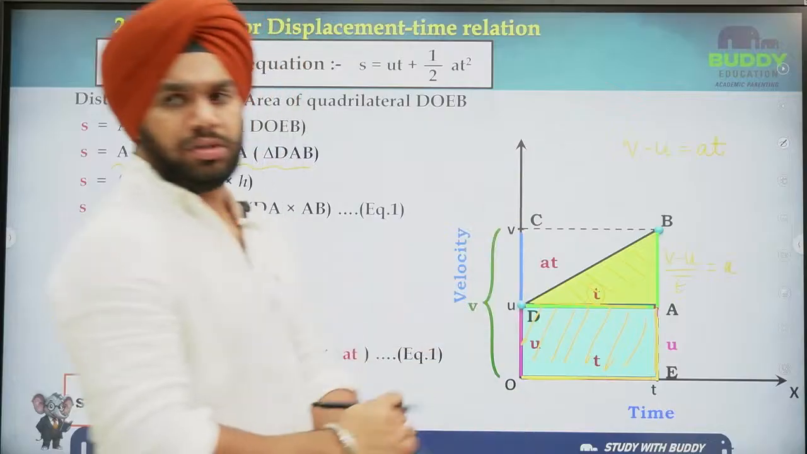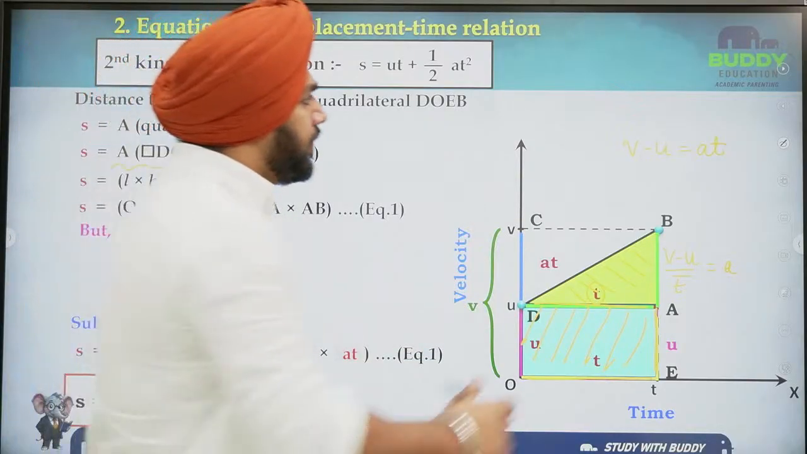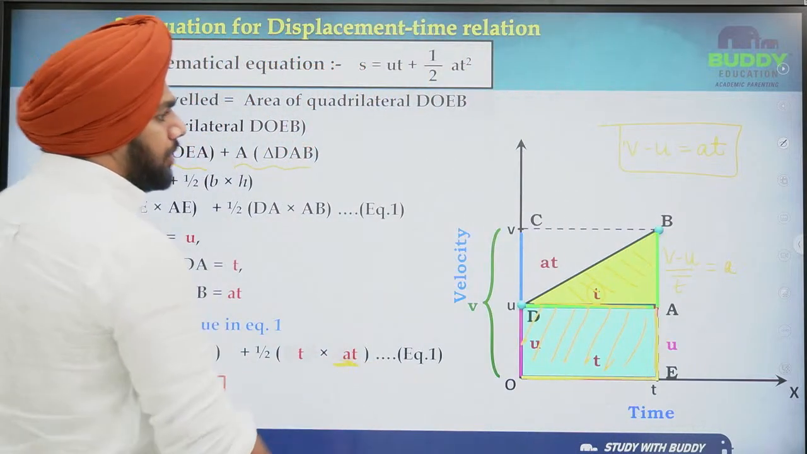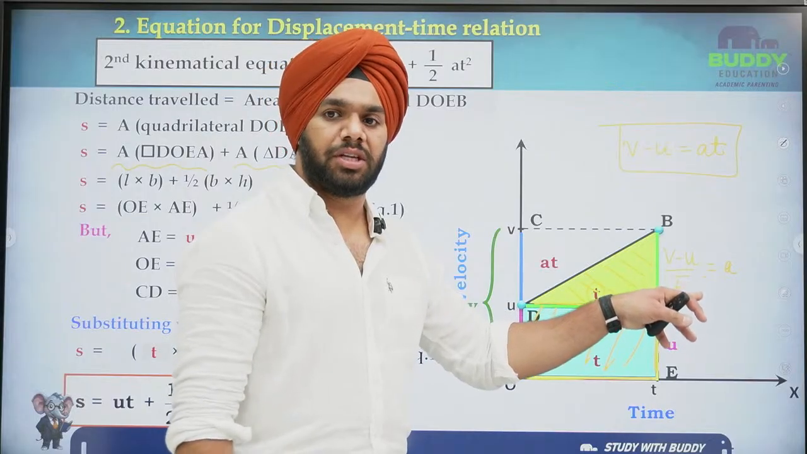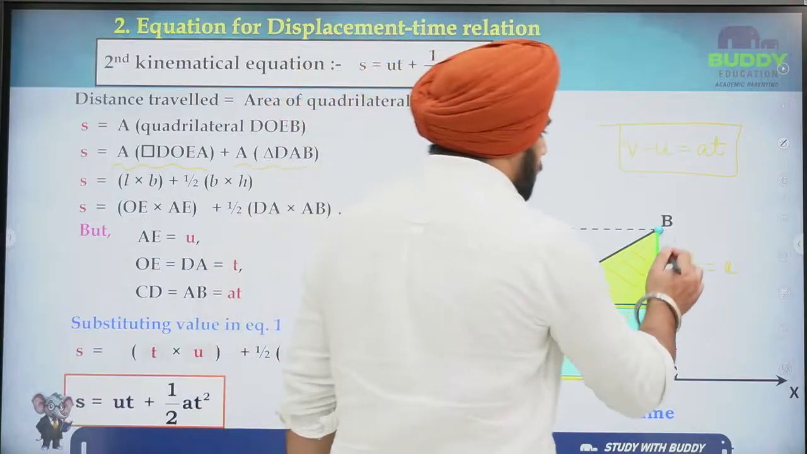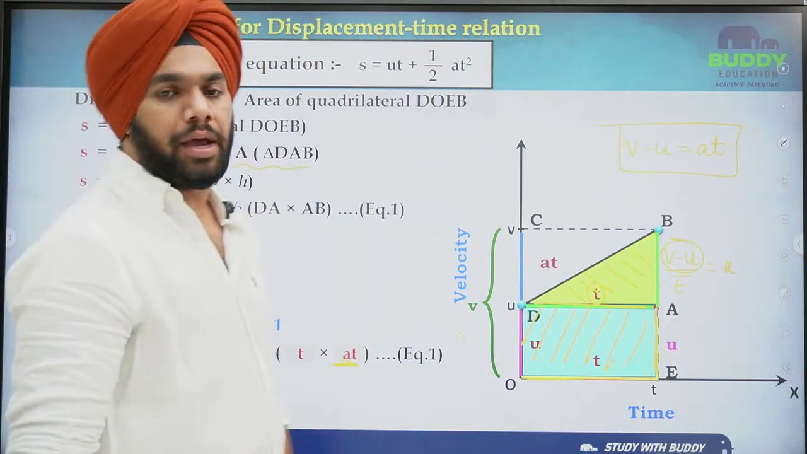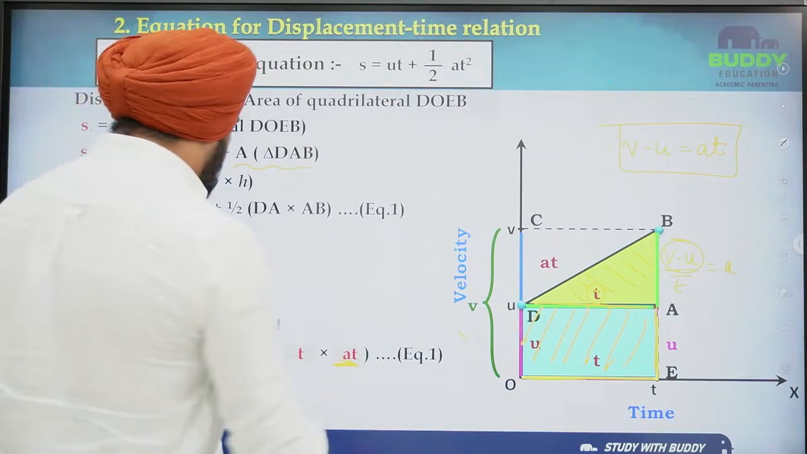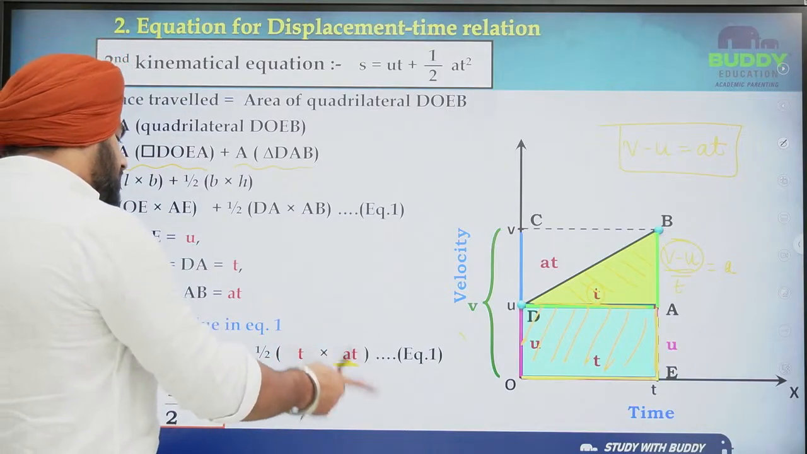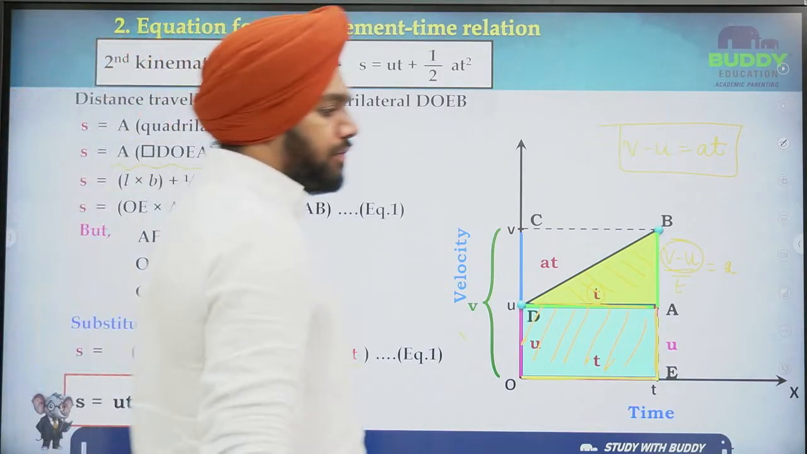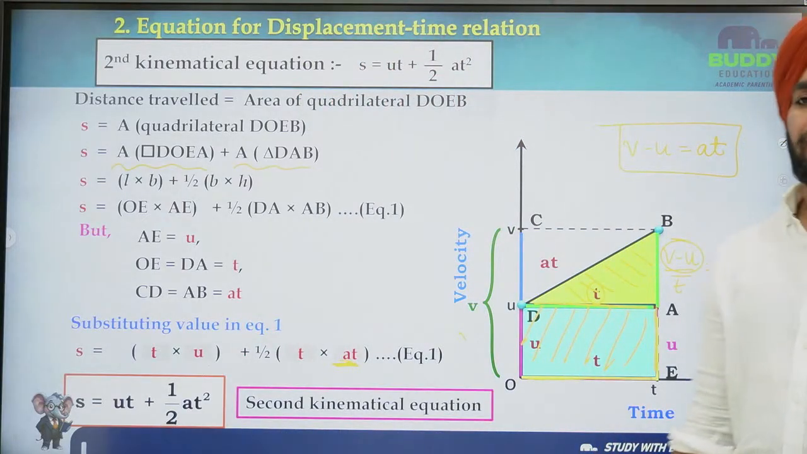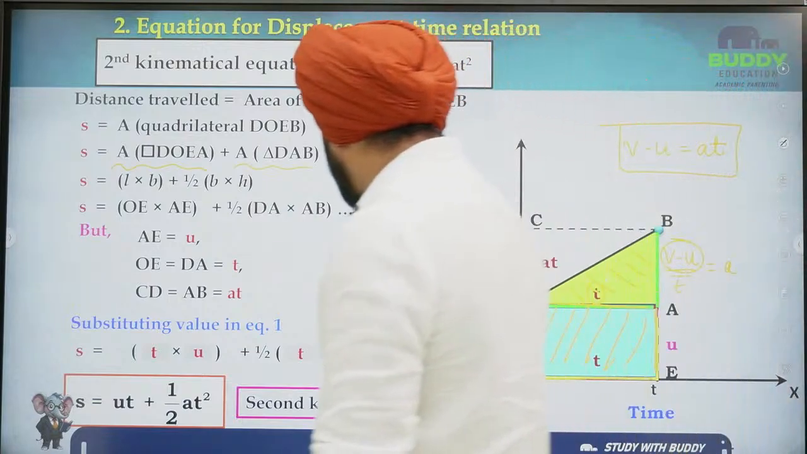Got my point? If we use this as first equation of motion, V minus U is equal to AT. So in the place of V minus U, here we are writing AT, because we got the relation from the first equation of motion. V minus U by T is equal to A, or V is equal to U plus AT. So V minus U can also be written as AT. Okay, got it? Now just multiply these two, AT with T, so it will become AT square. So just add this. So you will get the final equation. Displacement covered is S is equal to UT plus half AT square, and this is known as second kinematical equation.